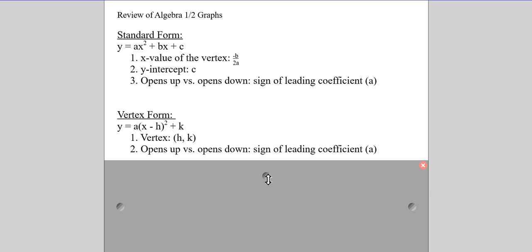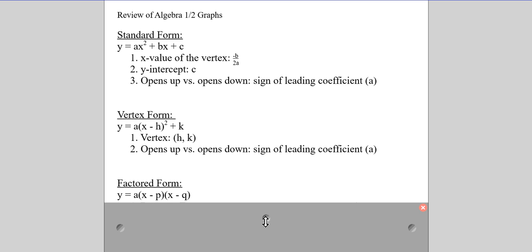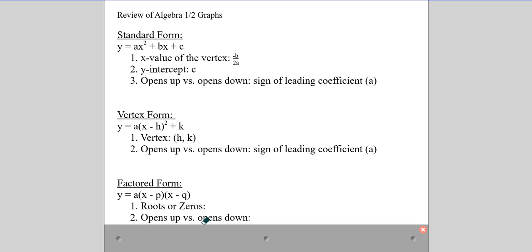The last one is our factored form. And factored form gives us right away our roots or our zeros, and we could write those either as x equals our p-value and x equals q, or we could write those as ordered pairs, right? And then we can also tell by our sign of our leading coefficient if this opens up or down. So here are the things we should remember from these different forms. Now we're going to practice them.